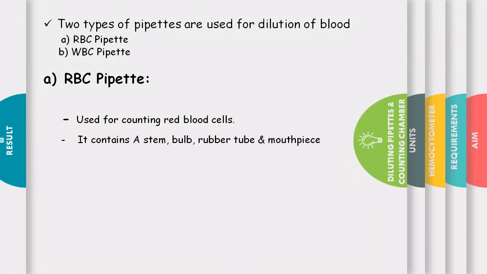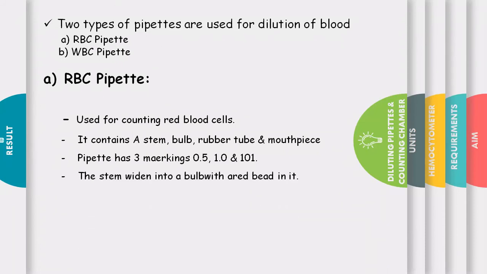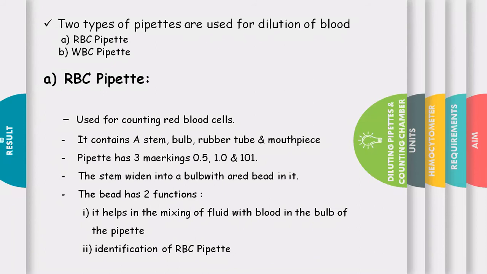It contains a stem, bulb, rubber tube and mouthpiece. The pipette has three markings: 0.5, 1 and 101. The stem widens into a bulbous area with a bead in it. The bead has two functions. First, it helps in mixing the fluid with blood in the bulb of the pipette, and second, it identifies the RBC pipette.